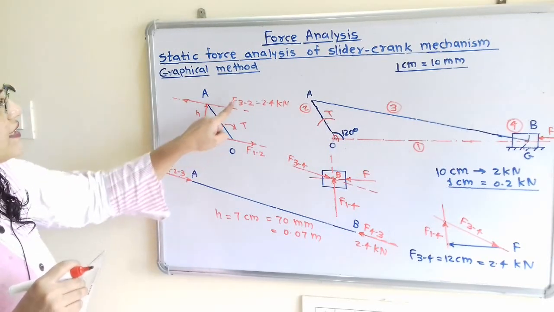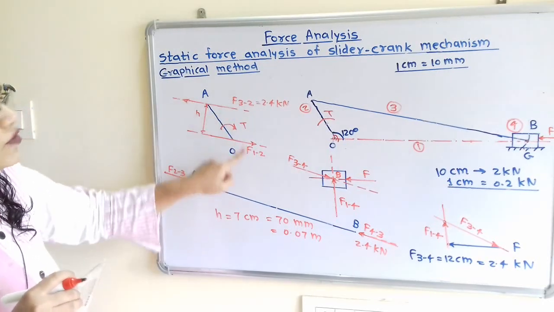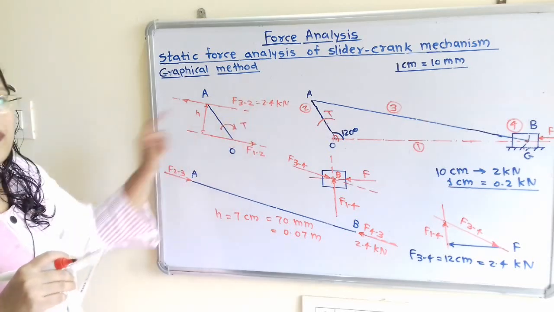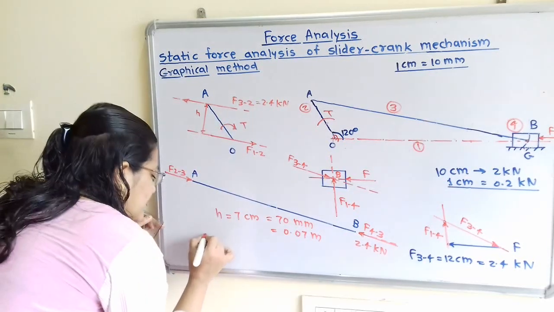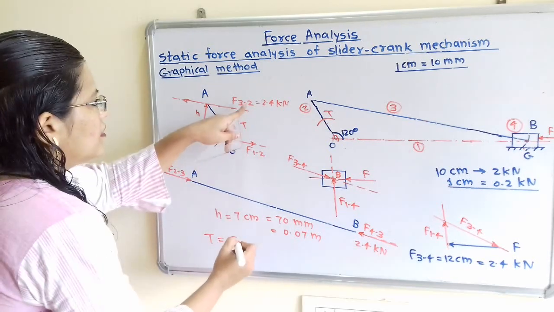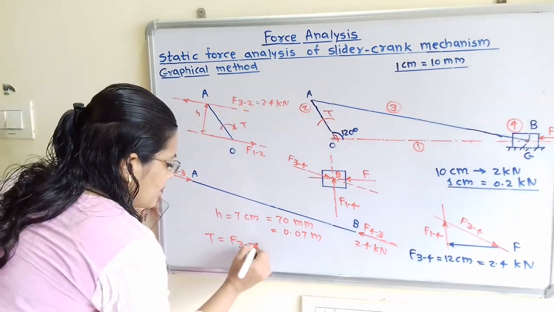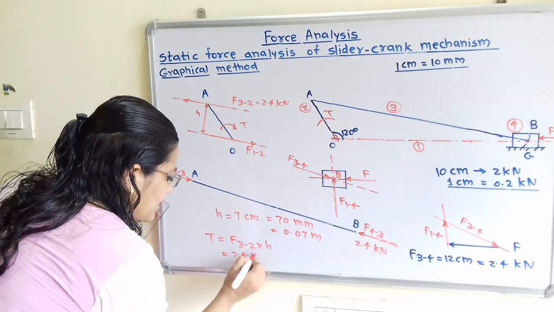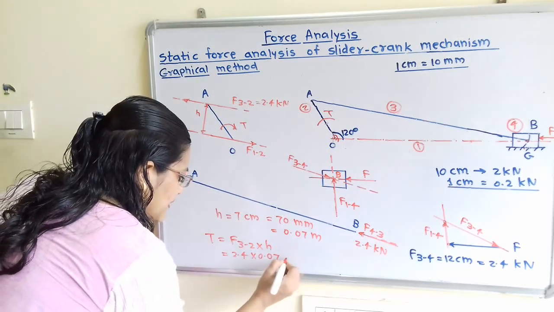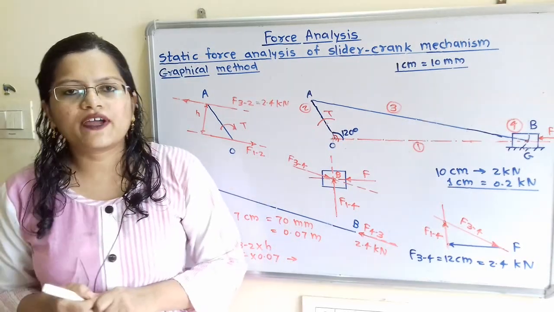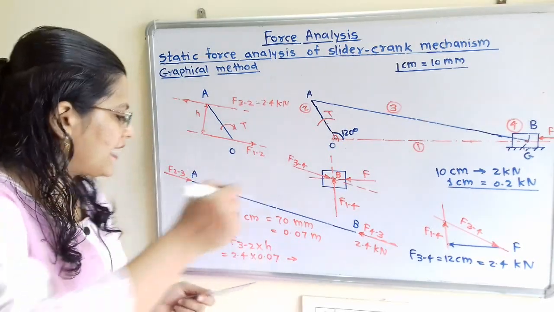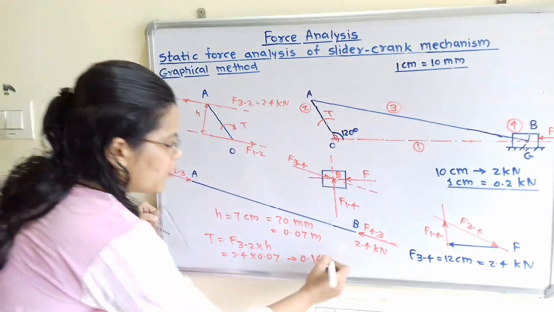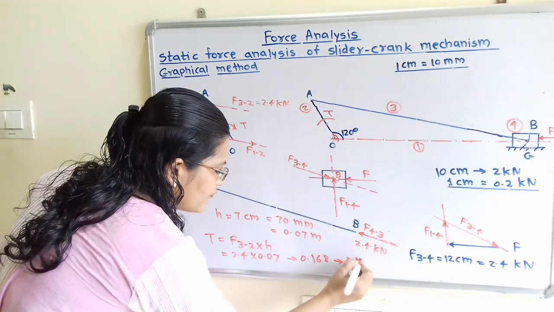Now how to calculate torque T? This torque T is equal to this force. Any one force we can select, because these two forces are equal in magnitude but opposite in direction. So torque T is equal to F of 3 to 2 multiplied by height h, so 2.4 multiplied by 0.07. When we calculate this, we get the answer 0.168. So we can approximately write this as 0.17.